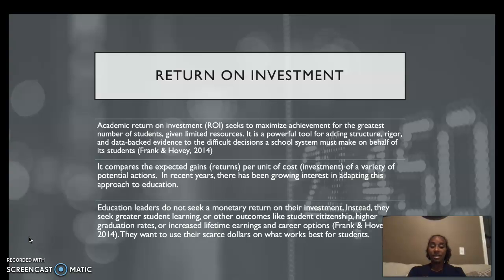Education leaders do not seek a monetary return on their investment. Instead, they seek greater student learning or other outcomes like student citizenship, higher graduation rates, or increased lifetime earnings and career options. They want to use their scarce dollars on what works best for their students.